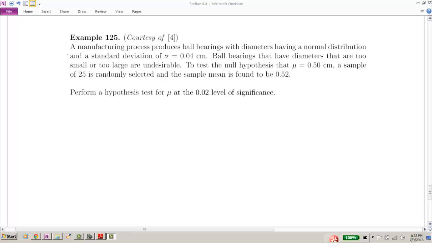In example 125, we've got another hypothesis test, and this is going to be a hypothesis test that is two-tailed. The last one we did was a one-tailed situation. So here we have a manufacturing process that produces ball bearings with diameters having a normal distribution and a standard deviation sigma equals 0.04.